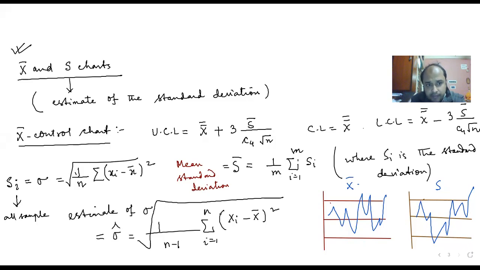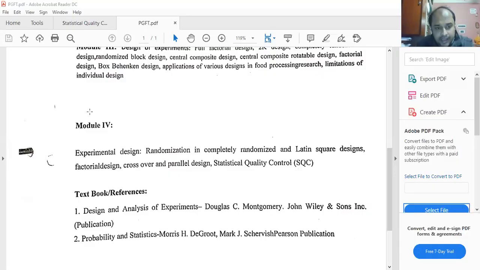Let me tell you in advance. The topic's name is, let me show you. That would be much better. In experimental design, I am going to show you this randomization in completely randomized and Latin square designs. Factorial design is there, crossover parallel design is there.